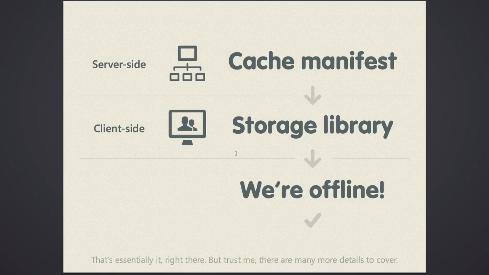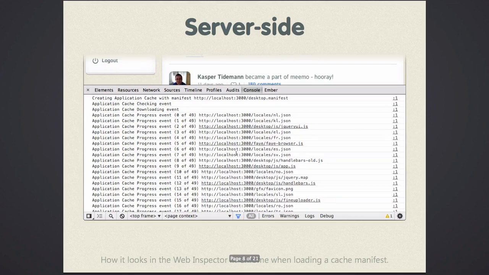And given that we have that client side, in order to make this really work in terms of working with offline data and not just assets, we need some kind of storage library. I mean, we got IndexedDB, which is like a set of instructions, but we still need to treat it in some way, so we need that. And if we got a cache manifest and some kind of library, we're offline. Well, in theory at least, because it takes a little more than that.